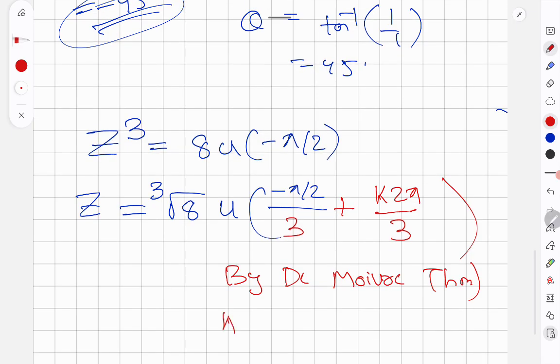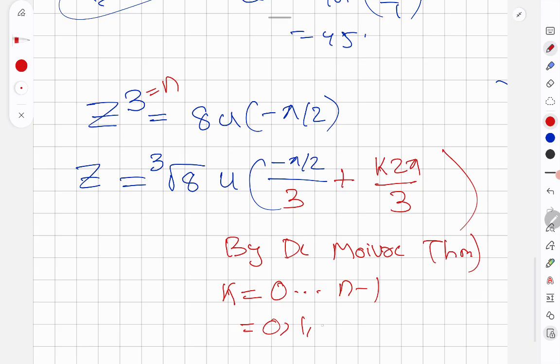And one more important thing, the value of k is 0 to n minus 1. So your n is 3, this is your n. So this is 0, 1, 2. This is by De Moivre's theorem.